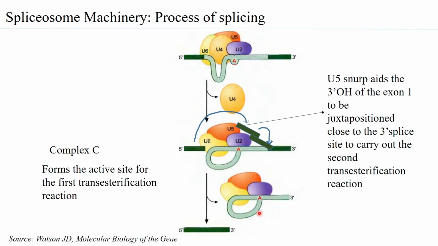Eventually these snRNPs will dissociate from the lariat and the lariat can be broken down. But at the end, what has definitely happened is that exon 1 is now joined with exon 2 and the intron has been spliced out.